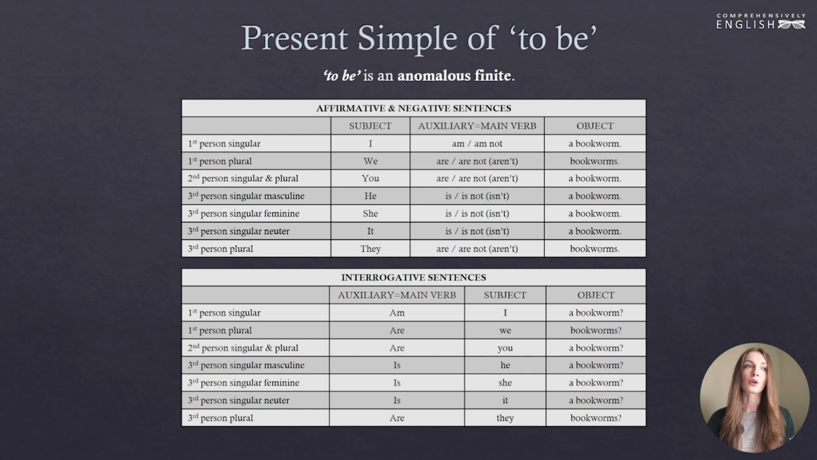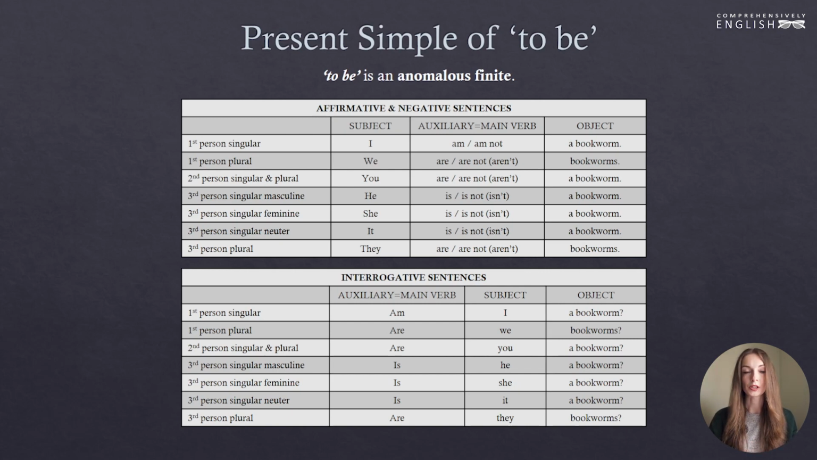We are or we are not, we aren't bookworms. You are not, you aren't a bookworm. He is or he isn't a bookworm. She is or she isn't a bookworm. It is or it isn't a bookworm. They are or they aren't bookworms. To be is considered to be an auxiliary verb, so it takes not. It forms this negative form not like the rest of the verbs.